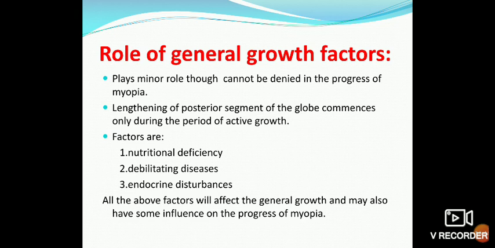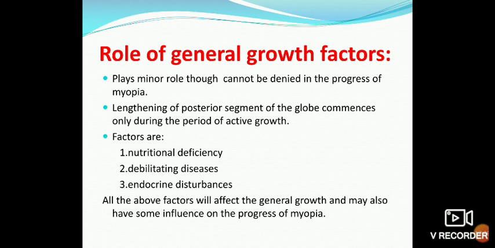Second one is the role of general growth factors. Though they play a minor role, they cannot be denied in the progress of myopia, because lengthening of the posterior segment of the globe commences only during the period of active growth. So during the period of active growth, the factors responsible for this growth also affect the growth of your eyeball.